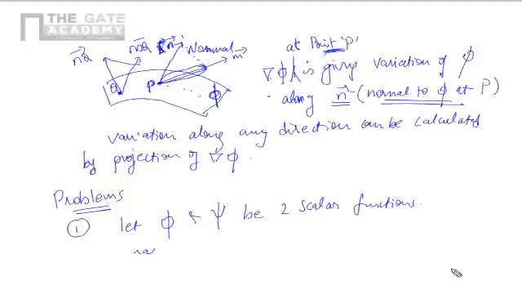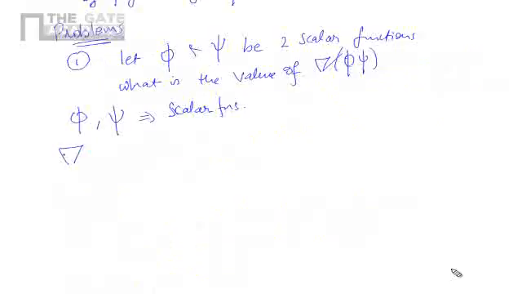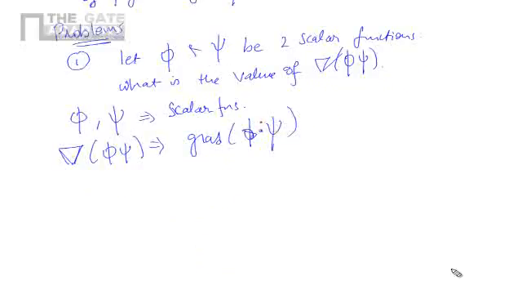What is the value of del of phi psi? Phi comma psi are scalar functions. Now what we are asked is del of phi psi, which means what? Gradient of phi psi.